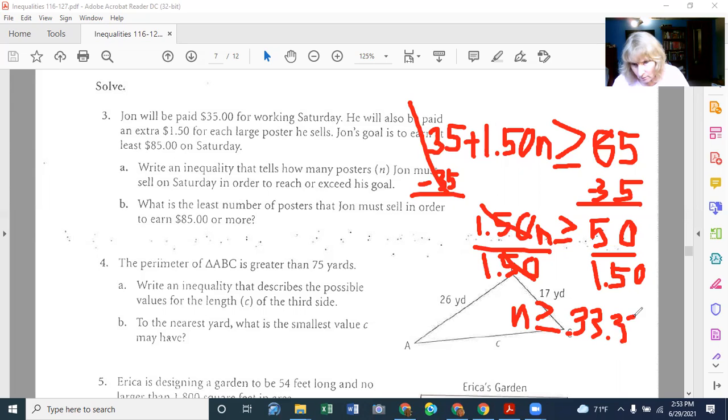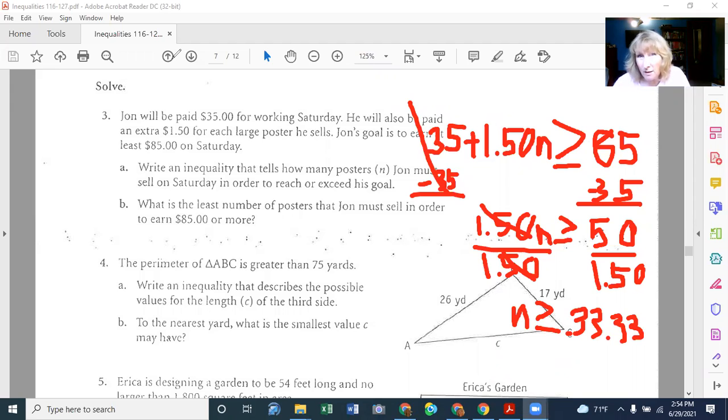33.33. So the question is, what is the least number of posters that John must sell? So could he sell 33 posters? Now, don't get tricked by this. Could he sell 33 posters and make $85 based on our solution? No, right? That wouldn't be enough.